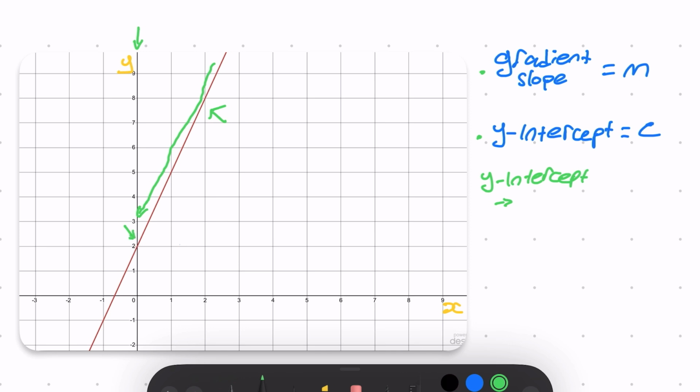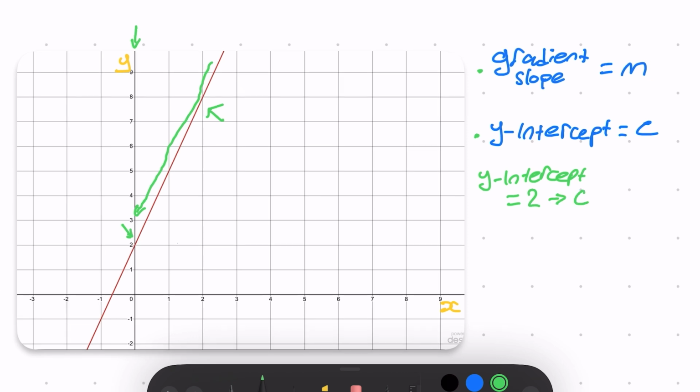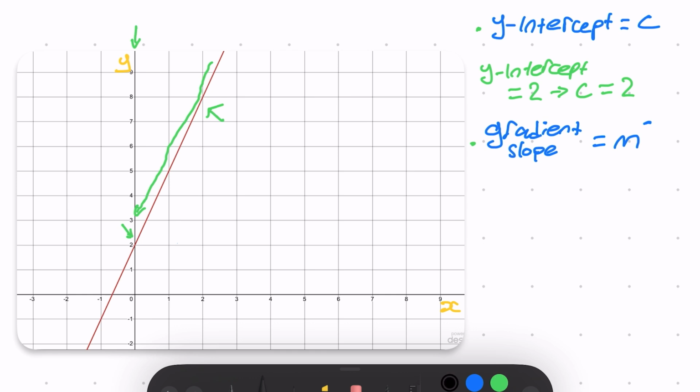You see down there that our line hits the y-axis at that point that has the number 2. So this means that our y-intercept is equal to 2. Remember our y-intercept is c, so this means that c is equal to 2. So that's how you find the y-intercept. It's fairly easy. It's just where the line that you're focusing on hits the y-axis, where your line hits this black axis here.